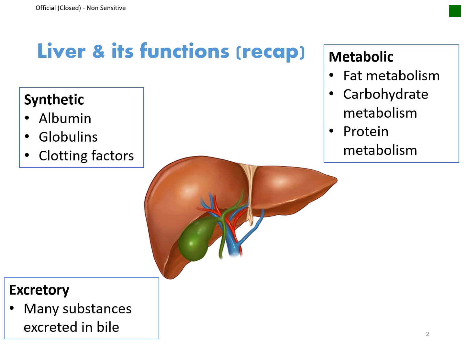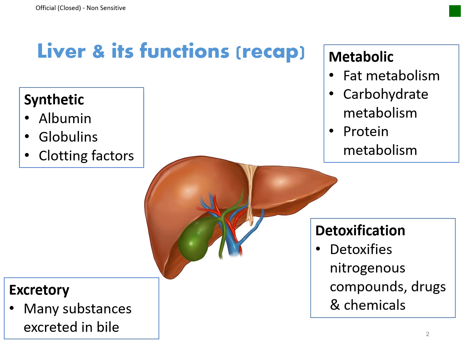In fat metabolism, fatty acids are brought to the liver. Also, triglycerides, cholesterol, and phospholipids are synthesized by the liver. In carbohydrate metabolism, the liver is responsible for storing and breaking down glycogen. The liver also makes new glucose, and that's called gluconeogenesis. In protein metabolism, the liver also plays a role in the breakdown of proteins. The liver is also the main organ for detoxification. Our nitrogenous waste, medicines, and chemicals are broken down by the liver.